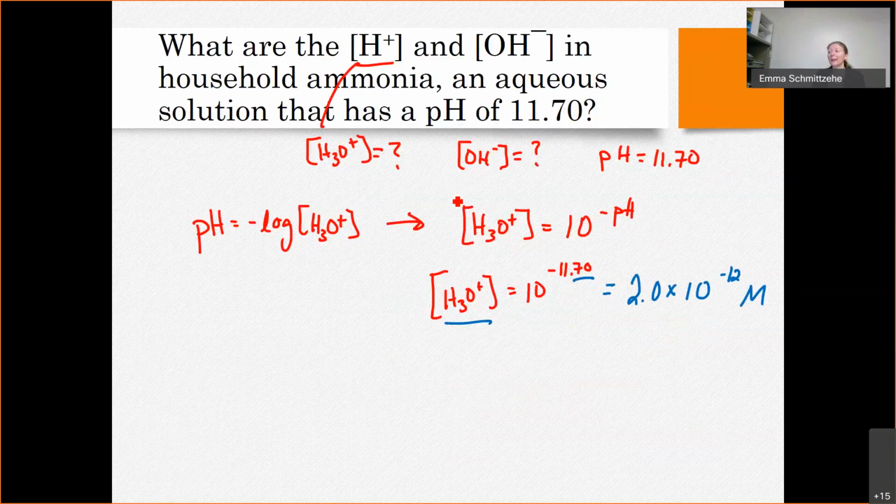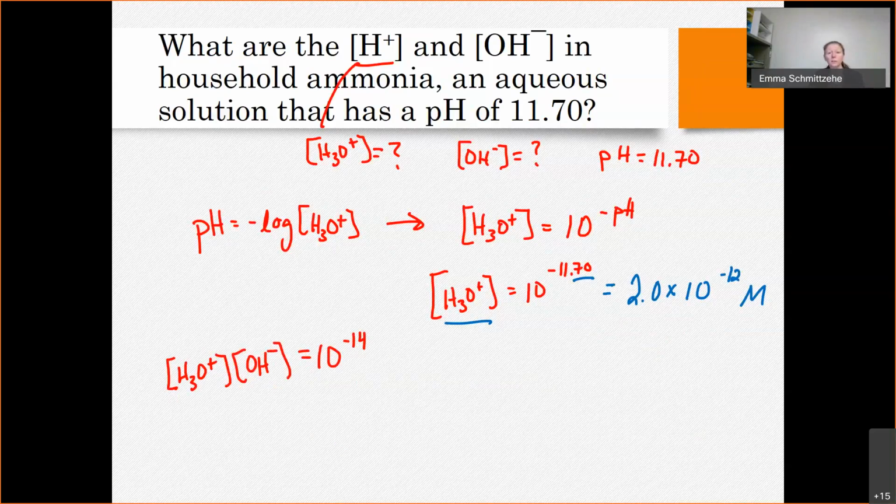Now, we want the hydroxide concentration, and we know the hydronium now, so I can use that, okay? So remember that the Kw of water equals your H3O plus times hydroxide, right? That equals the Kw, which is 10 to the negative 14th, okay?